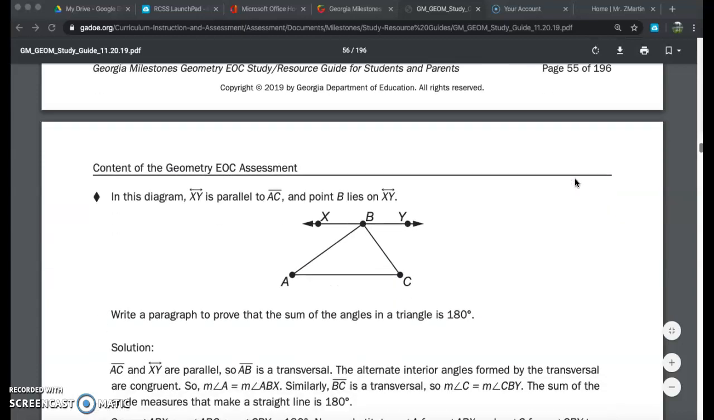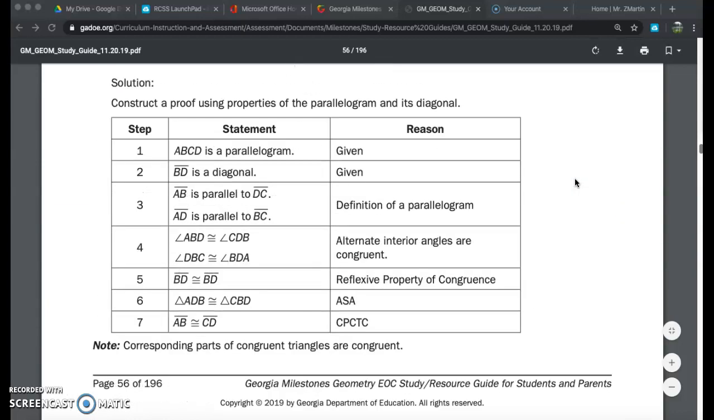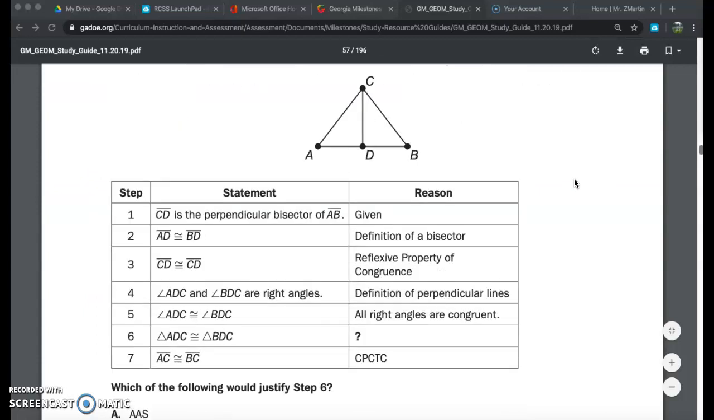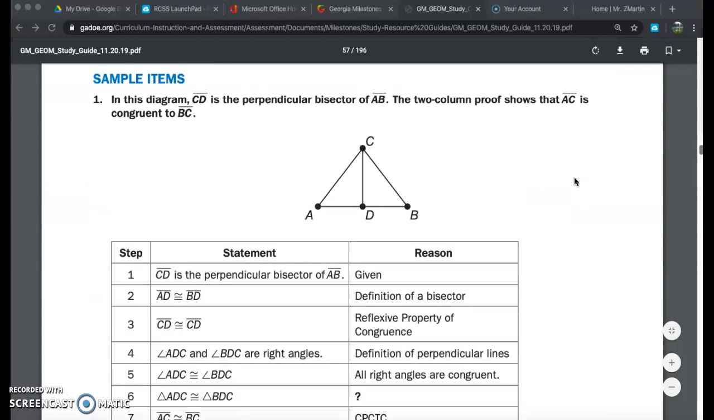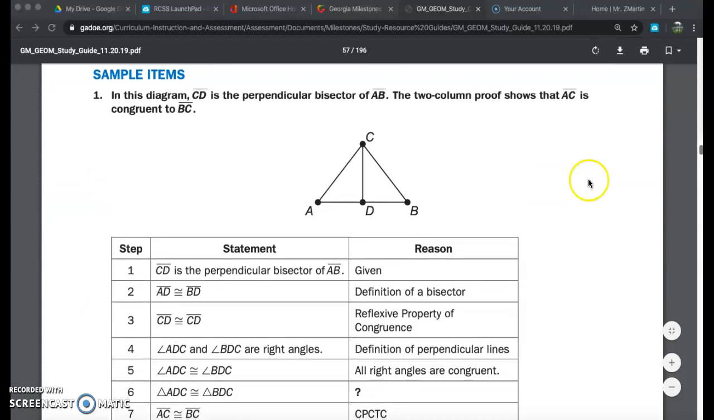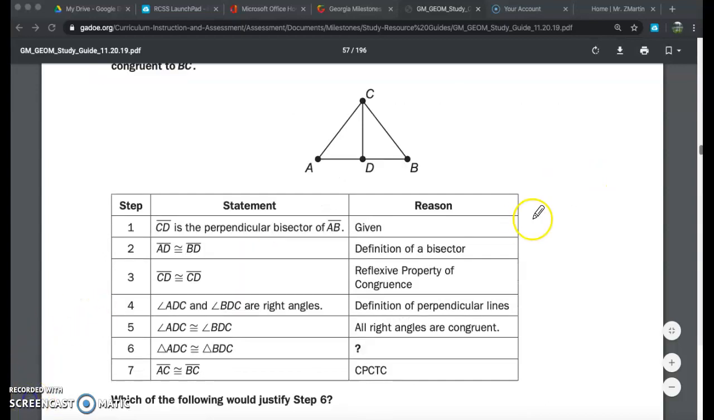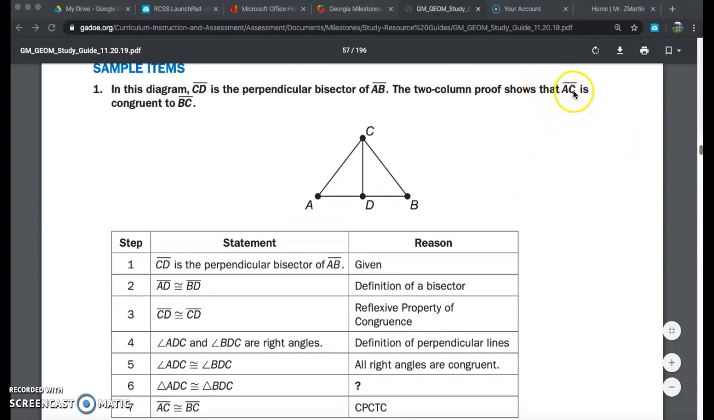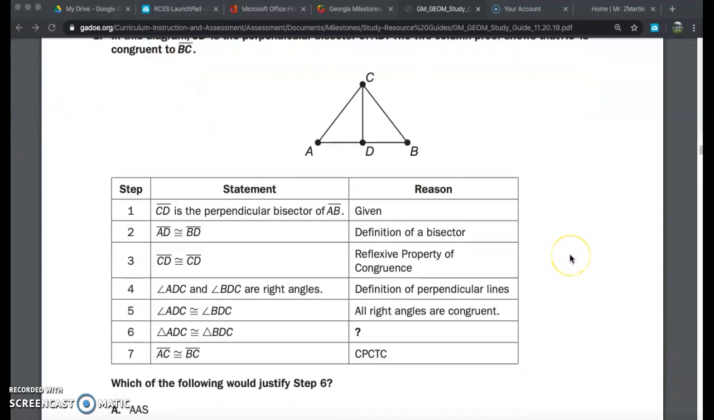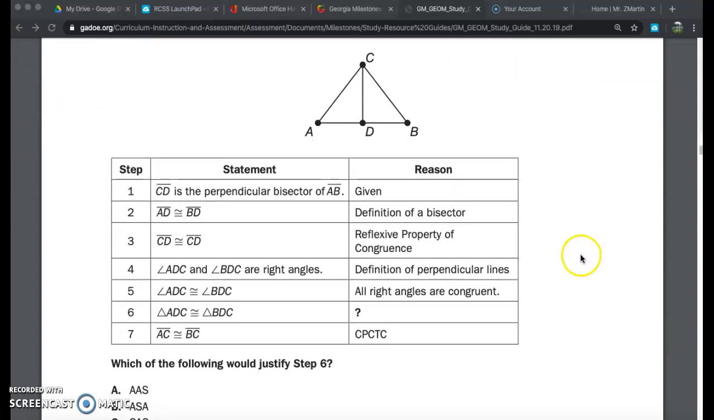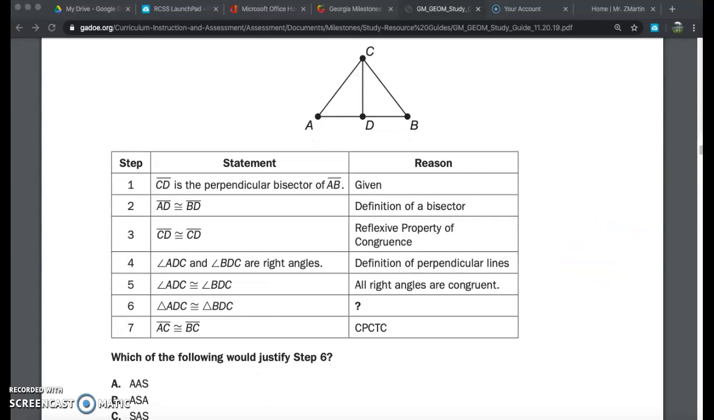Here's some examples of proofs. You could go back through there and look at those. Yeah, here we go. I'm going to pause the video and let you look at that real quickly. All right, so in this one we want to prove that segment AC is congruent to segment BC. Well, in order to do that, we're going to have to prove two triangles are congruent. So we're going to have to use one of our triangle congruence theorems.